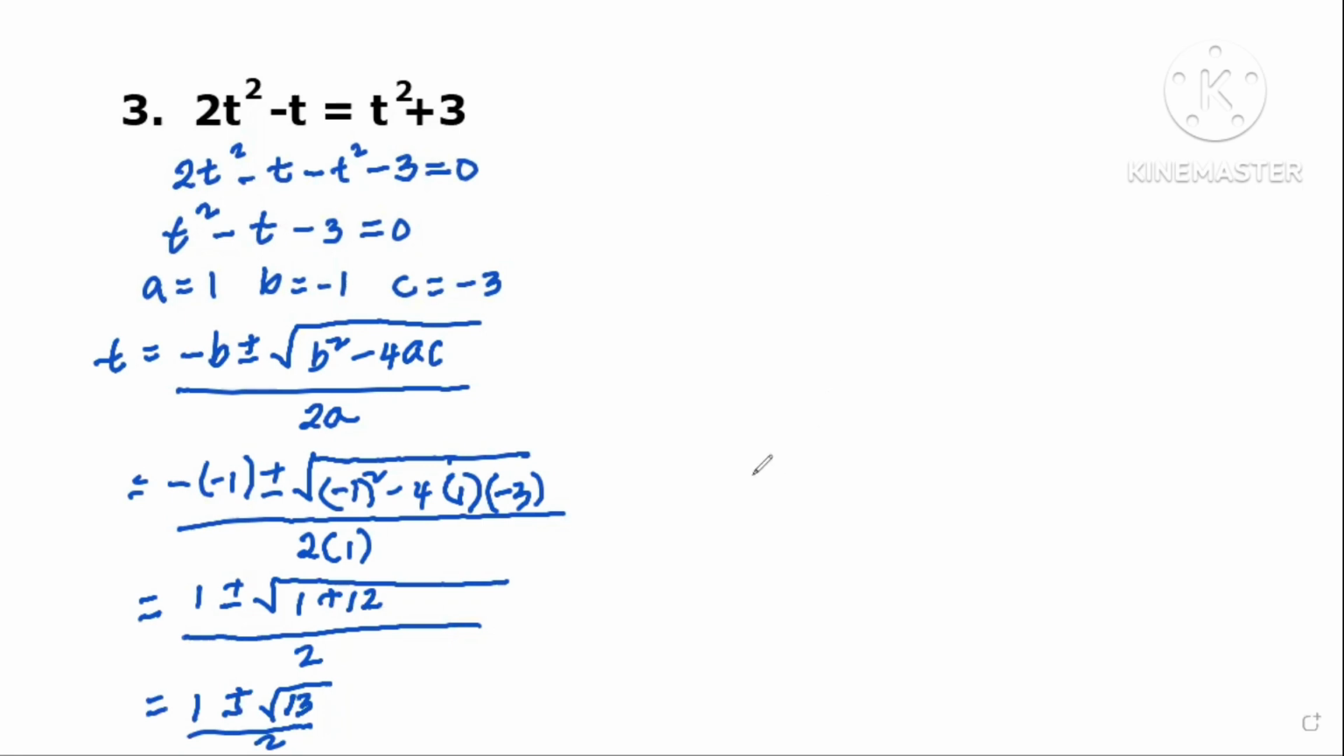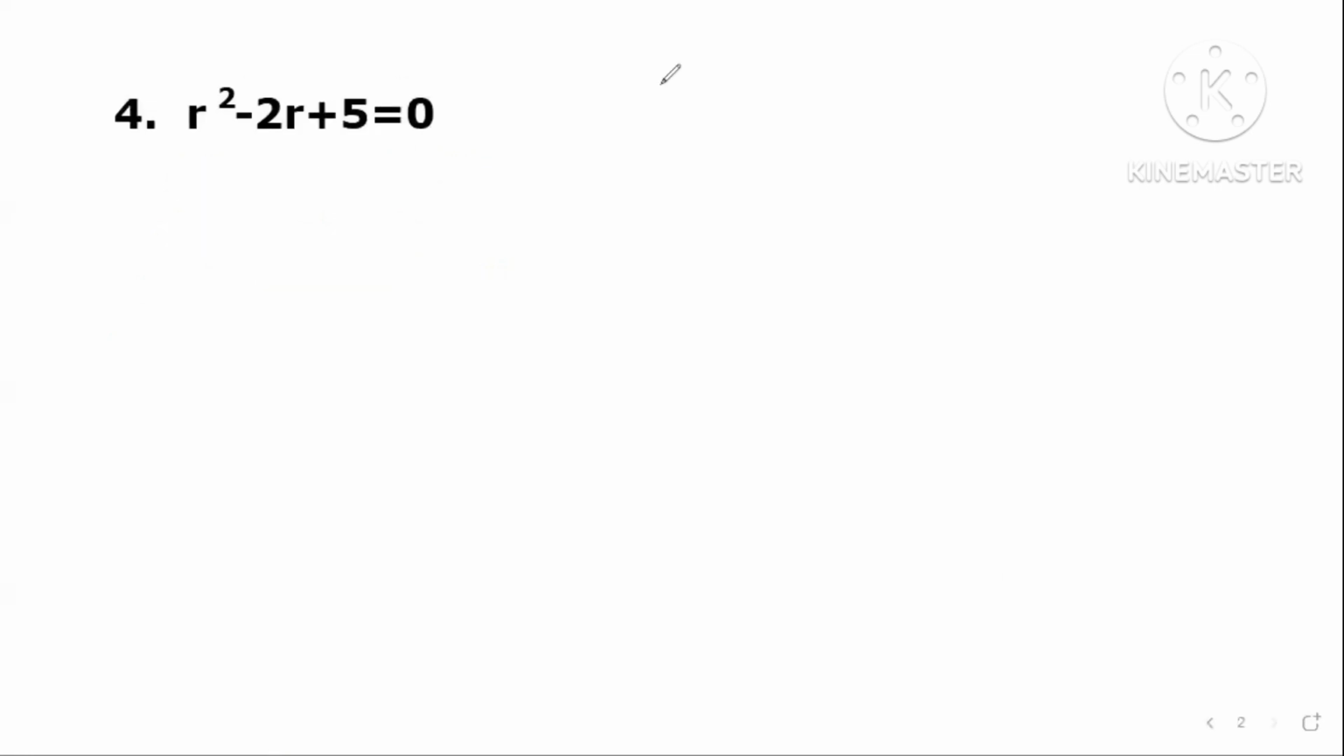So what are the two roots? Or what are the two solutions? We have t sub 1 is equal to 1 plus square root of 13 over 2. And the other one is 1 minus square root of 13 over 2. And that's it, huh? Over 2.